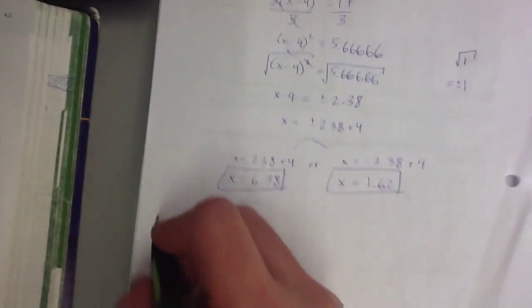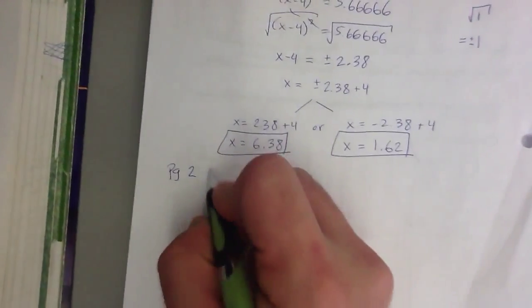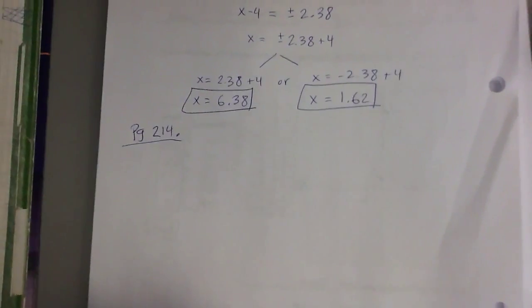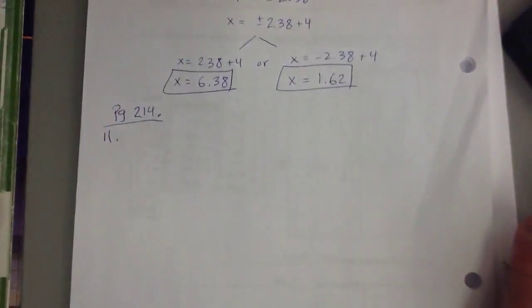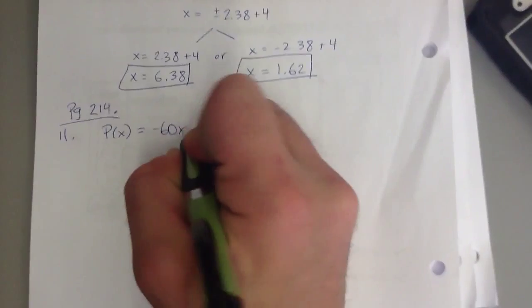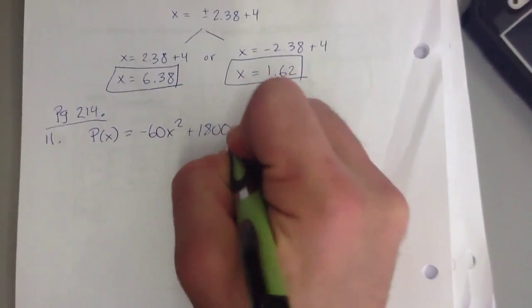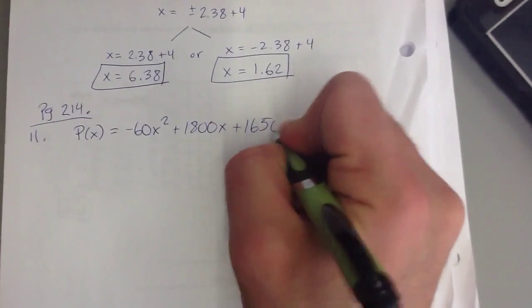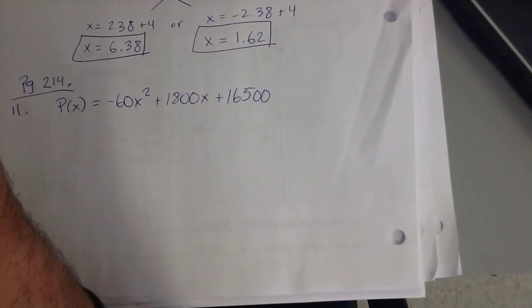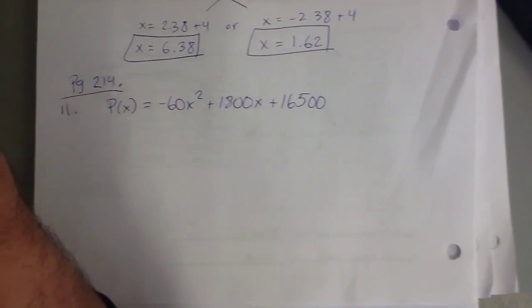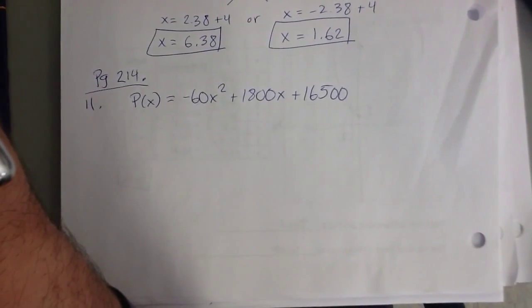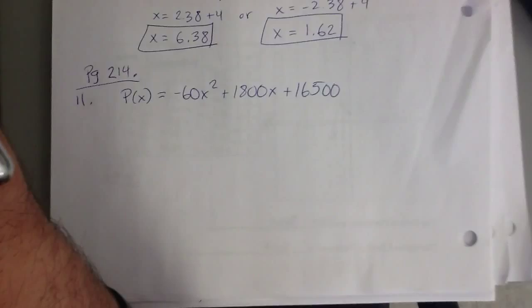Now let me jump over to another section, this is on page 214, and this was from section 4.2. I'm going to take up a problem here, and it's question number 11. Question number 11 has this: p at x is equal to negative 60x squared plus 1800x plus 16,500. Now it says that a theater company's profit, p at x, on a production is modeled by this function, where x is the cost of the ticket in dollars. According to the model, what should the company charge per ticket to make a maximum profit?